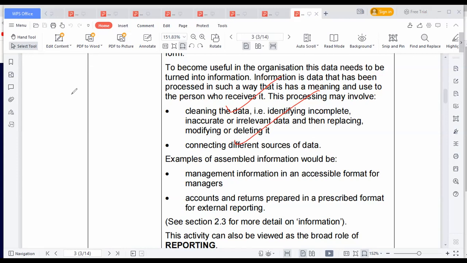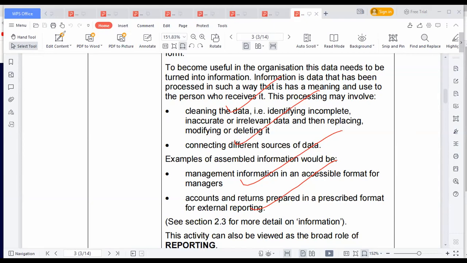We are given examples of assembled information. So assembled information would be management information in an accessible format for managers. Now that is assembled information. Accounts and returns prepared in a prescribed format for external reporting are also classified as assembled information, which means it is now information that is put together. For example, a company's financial statement is already classified into this category as assembled information. Assembled information is meaningful information. Data that has been processed into meaningful information now becomes assembled information. You get the point.